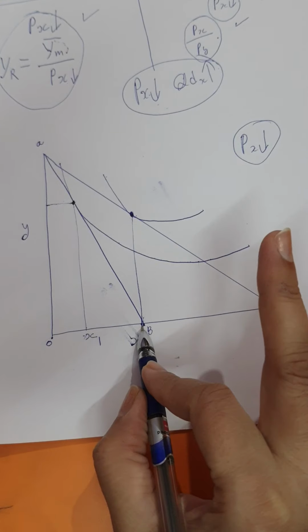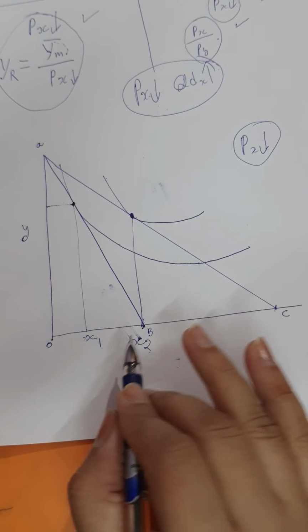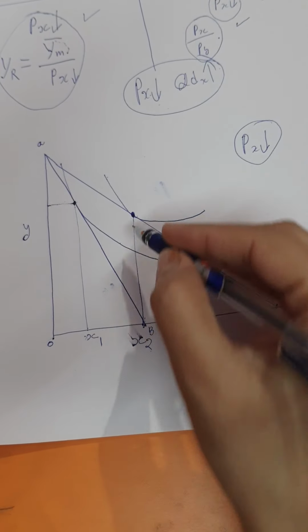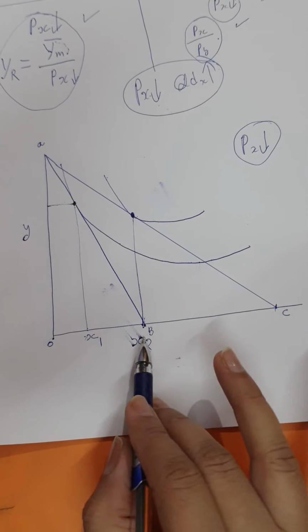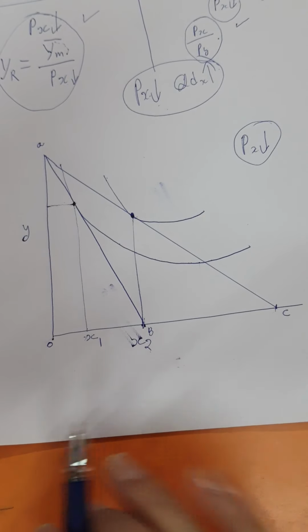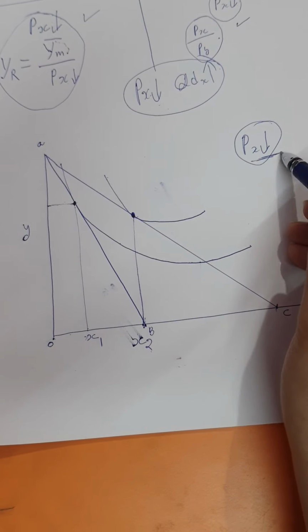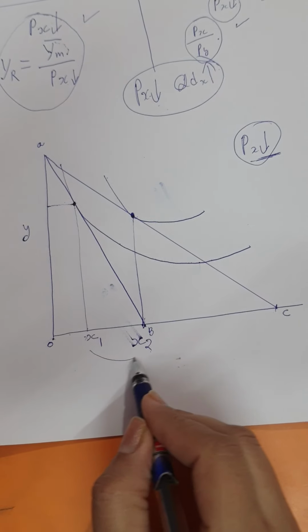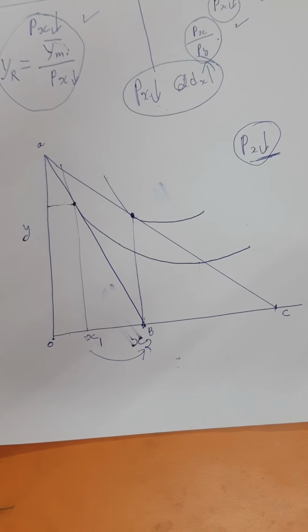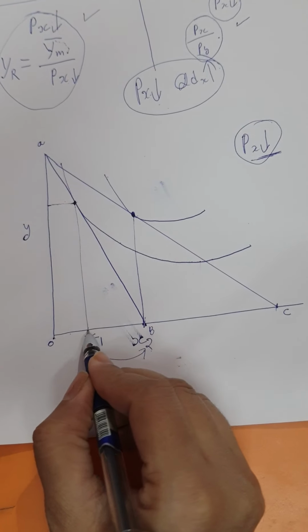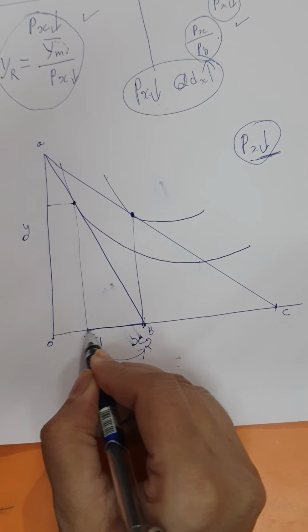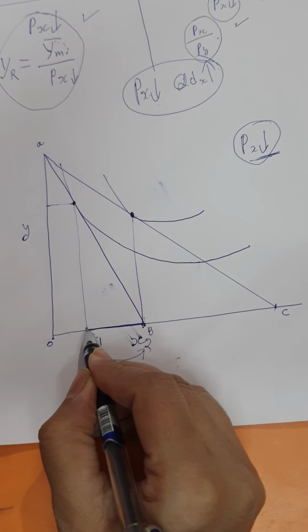This is only by chance. I didn't do it deliberately. By chance this point is coming here on this b point. That is only by chance. Okay, so decrease in price of x was there, and now you are purchasing more of x. You can see here this from x1 to x2. This is your price effect.